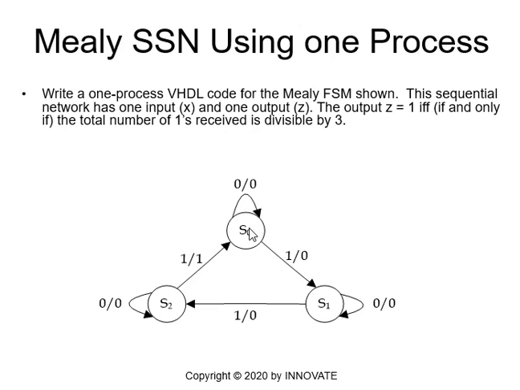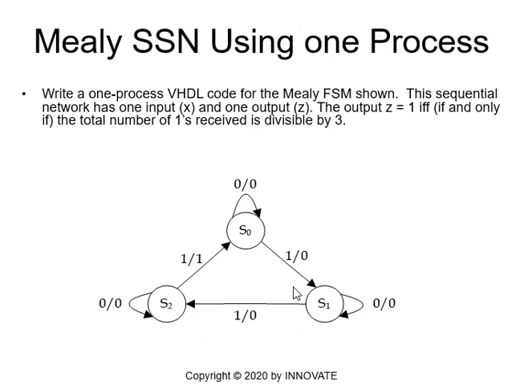So in S0, if I receive 0, the output is 0 and I will stay in S0. If I receive 1, the output is 0, and I will be in S1. If I'm in S1 and I receive another 1, the output will be 0, and I will be in S2. If I'm in S2 and I receive a 1, the output will be 1. So we have 3 ones, divisible by 3, and I will get a 1. So the output will be 1.